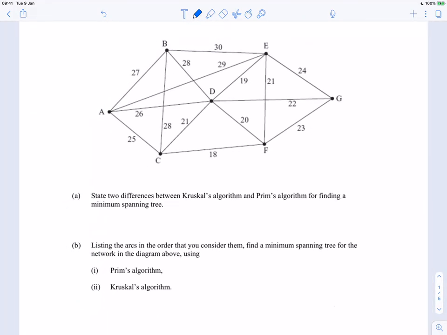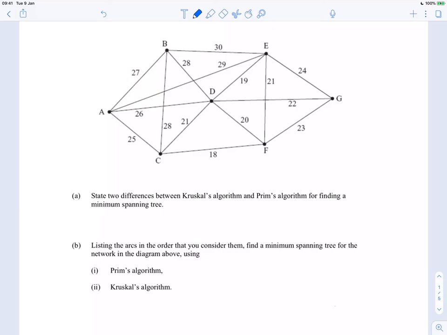So here we have a weighted graph where you can see all the connections going from A, B, C, D, E, F, and G. I'm hoping that's fairly clear. Now, this is fairly abstracted. We don't know what those weights mean, whether they're tolls, how much it costs, whether this is bandwidth on a computer network, whether this is the length of a road or a time taken to do a task. The point is it's abstracted and you can use it for whatever you wish. So, part A, state two differences between Kruskal's algorithm and Prim's algorithm.